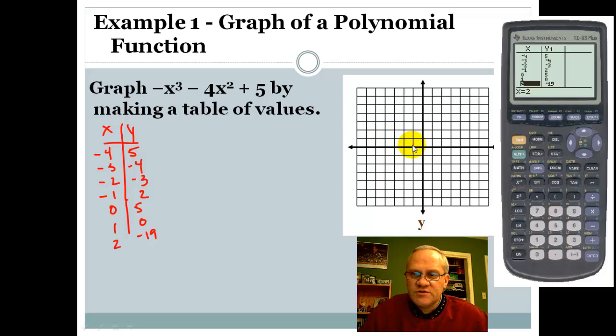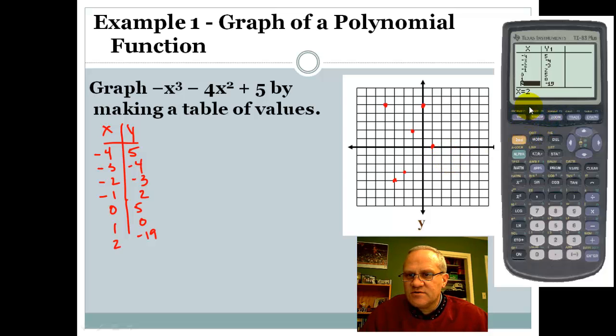So negative 4, 1, 2, 3, 4, and then positive 1, 2, 3, 4, 5. Negative 3, negative 1, 2, 3, 4. Negative 2, negative 3. Negative 1, positive 2. 0, 5, 1, 2, 3, 4, 5. 1, 0. And then 2, negative 19 is going to go way down here on the bottom. So we'll just kind of connect those dots then basically.